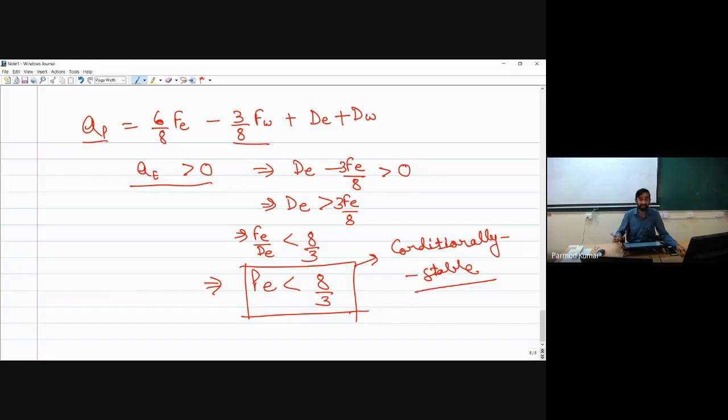Okay, and if we talk about the third criterion of transportiveness, while we are estimating the fluxes at any of the faces, we are considering two nodes in the upstream direction and one node in the downstream direction. So it means we are providing more weightage to the upstream nodes, to the direction of the flow. That's why it takes care of the transportive nature.